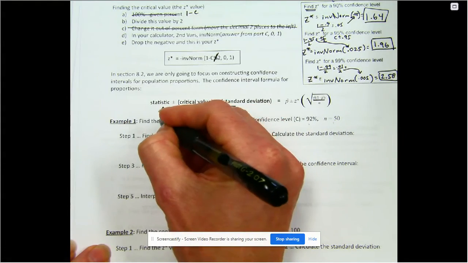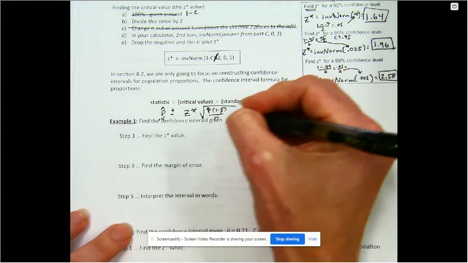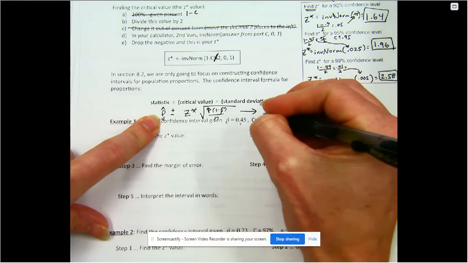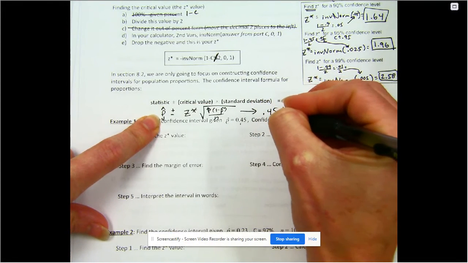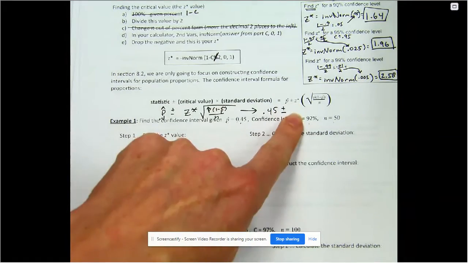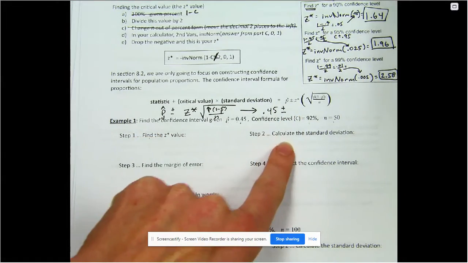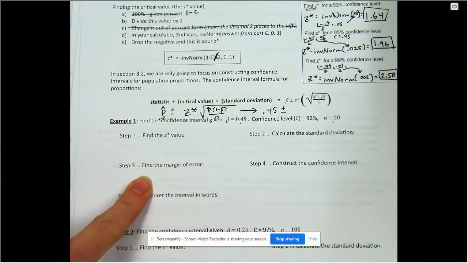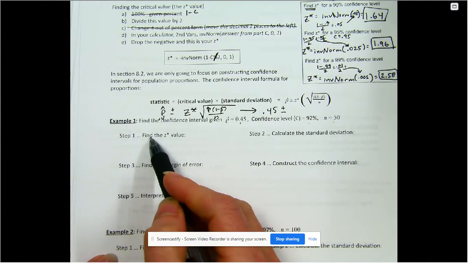In a minute when we calculate this, I wish I had more space here, so I'm going to come over here. So now we have our p hat is 0.45. And we're going to calculate our z star, and then calculate our standard deviation so that we can find our margin of error. So we have to find the z star.